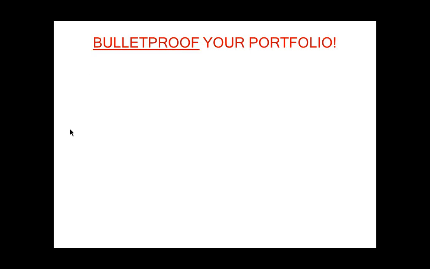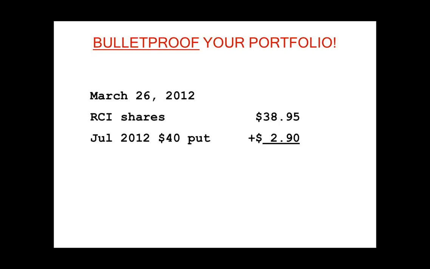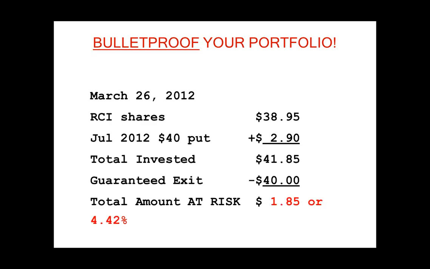Okay, and so we captured the movement up and down of the stock without putting more than 4.4% at risk. Kind of cool. Okay, here's the RCI shares at $38.95. There's the puts. There's the total invested. Now, remember, most folks would look at this and say, you can't make any money until the stock gets to $41.85. But the stock hit a high of $40.68, and we captured $1.59.